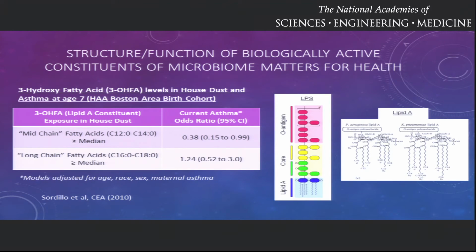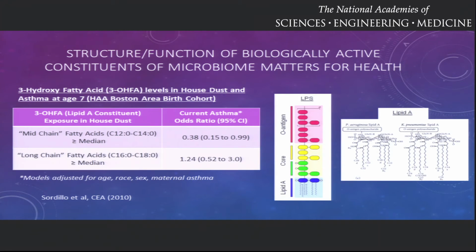Okay, so now a note about structure and function of microbial components. Structure and function of biologically active constituents of the microbiome, I'm sure matters for health. And I have a little bit of data here showing that 3-hydroxy fatty acid profiles that come from the lipid A portion of endotoxin give different associations with current asthma when you look at the different groupings. So here's the lipid A portion of the molecule. There can be different fatty acid chain lengths of lipid A, and these are related to the potency and activity of endotoxin, and they vary by taxonomy for sure. And we really haven't characterized very many lipid A molecules, mostly pathogenic ones.